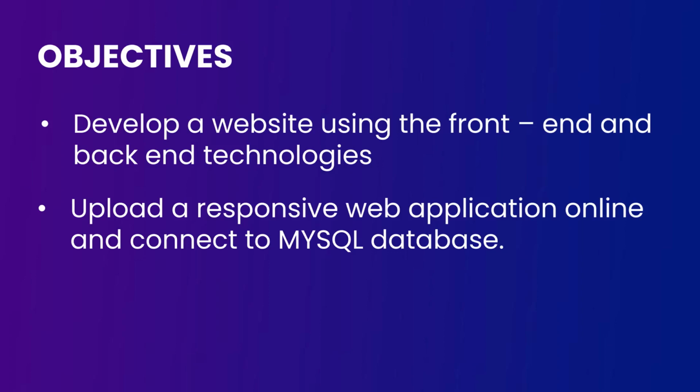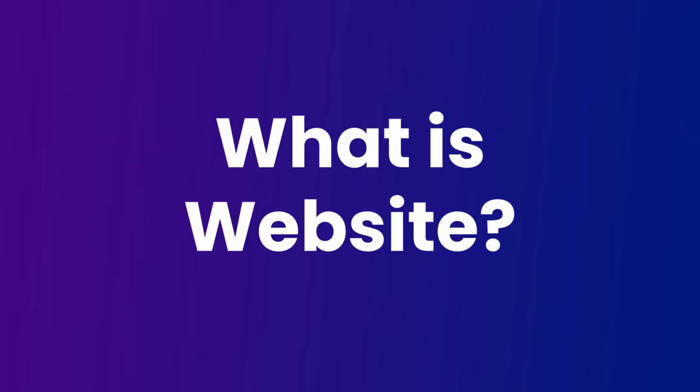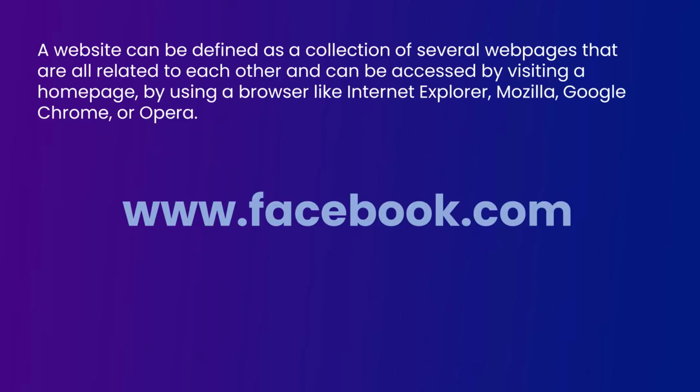Okay, so let's begin. Alright, so what is a website? A website can be defined as a collection of several web pages that are all related to each other and can be accessed by visiting a homepage or by using a browser like Internet Explorer, Mozilla, Google Chrome, Opera, or Microsoft Edge.